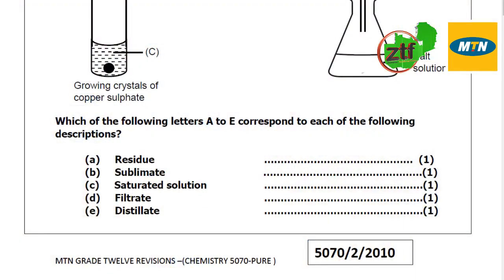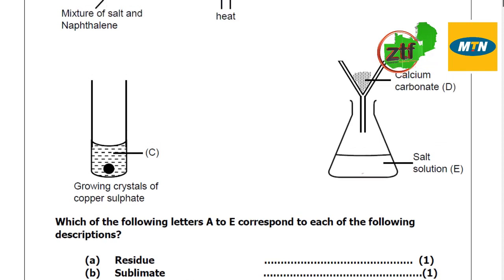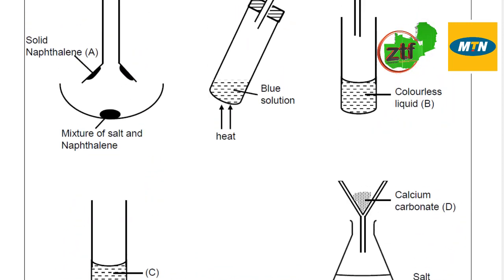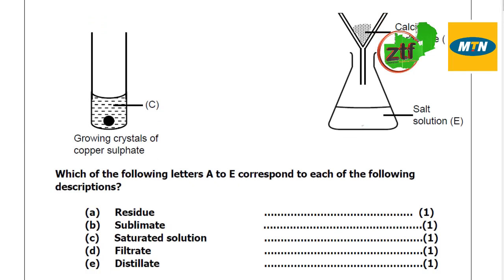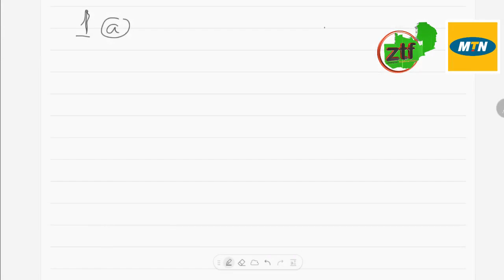A residue, this is a solid left over after filtration process. And as we can see from our diagrams there, we realize that the residue in that case is calcium carbonate, because it is a solid that has been left on the filter paper after filtration process. So question 1A, the residue is D.